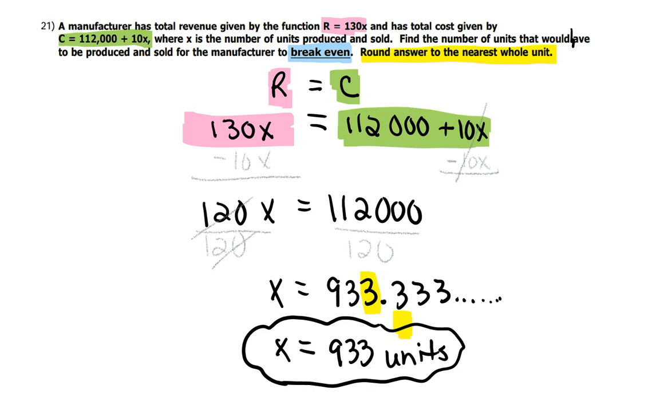So you never want your costs to be more than your revenue. You always want your revenue to be more. So you'd have to go with 934. You might have a couple of extra bucks, but that'd be close. So that's what I would do on problem number 21.